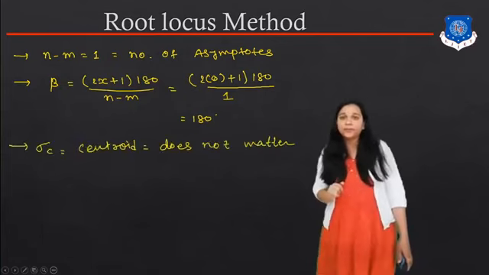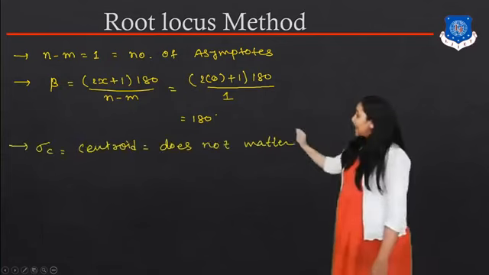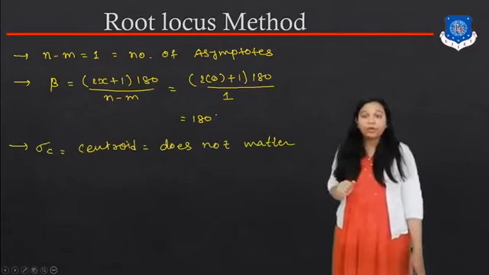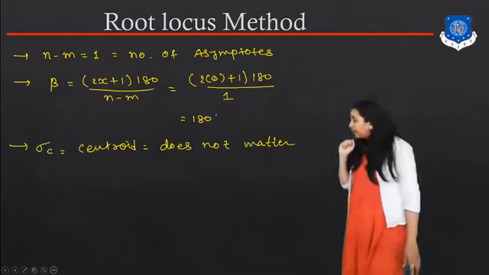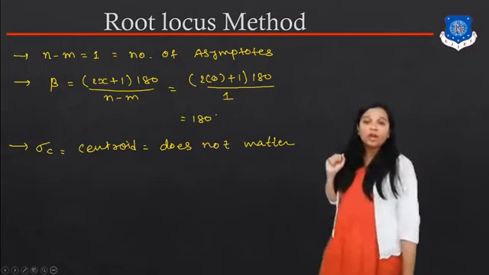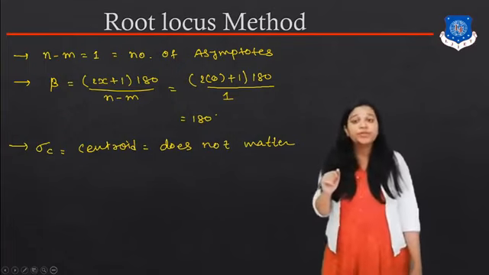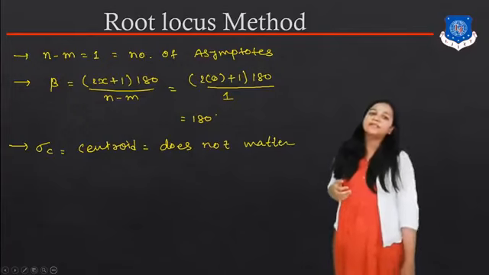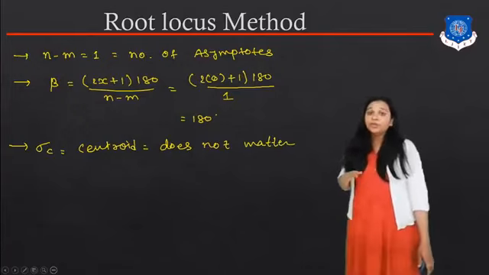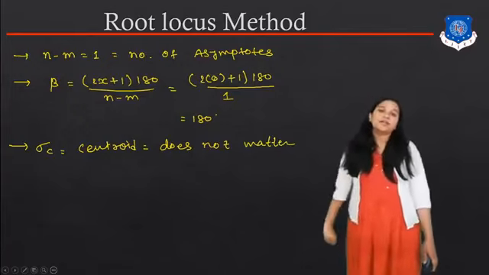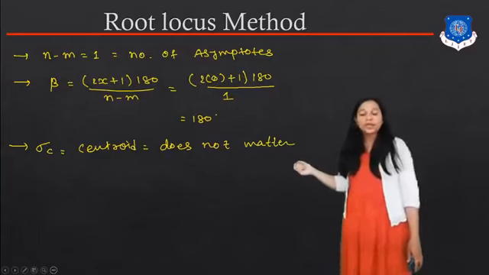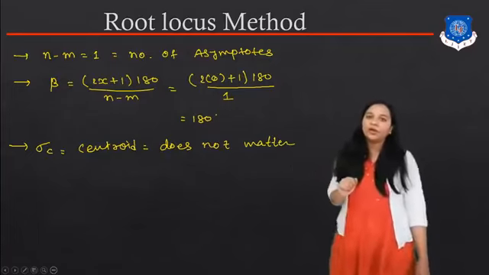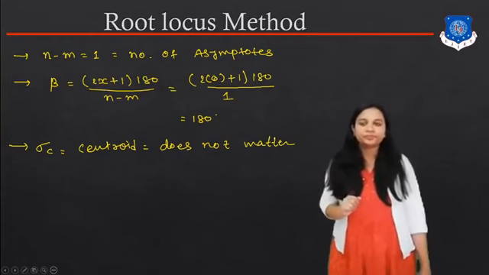Now the next step is we have to find the centroid of the system. Here you can see that in our example the angle of asymptote is 180, so there is no need to find the center point of the system. For this particular transfer function, the centroid does not matter. So there is no need to find out the centroid of the system.